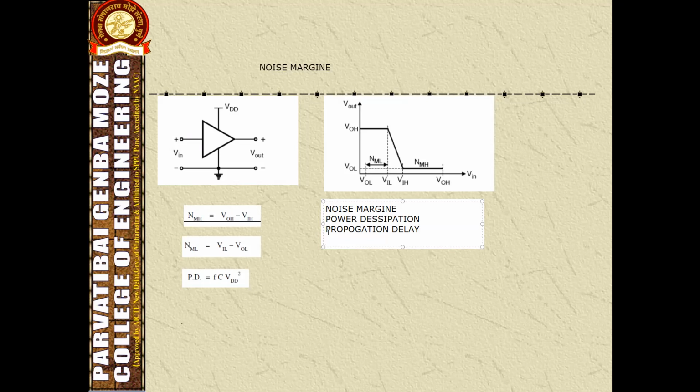The noise margin of the inverter is shown with the help of the voltage transfer characteristics, VTC. This is the figure of the voltage transfer characteristics, which shows the variation of the output voltage with respect to the input voltage. If the output of the driving inverter is high, we have a safety margin equal to the difference between VOH and VIH. That is, the inverter has a noise margin for high input, that is NMH.